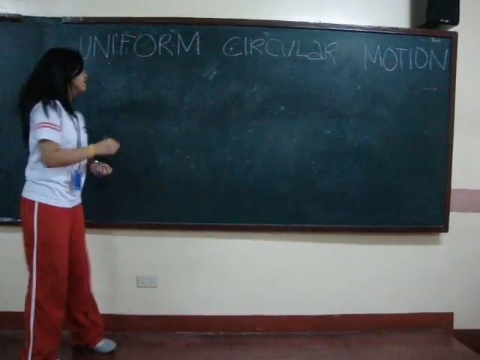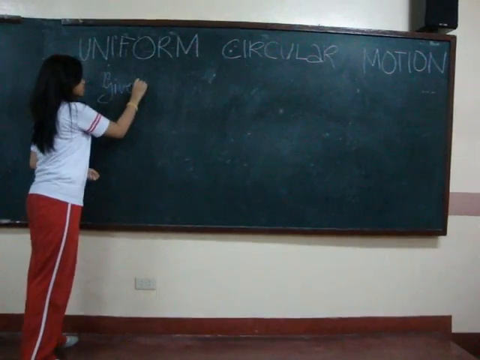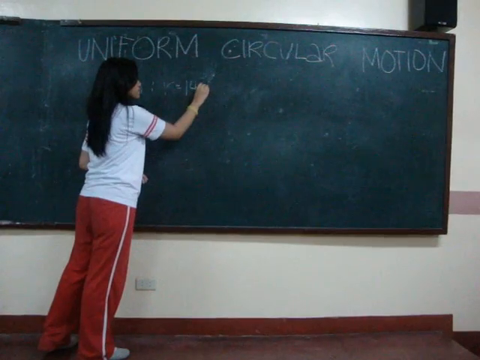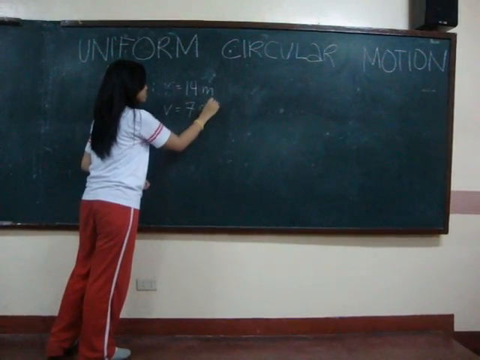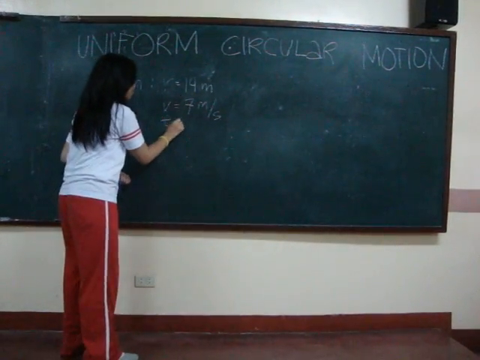For example B, the given values are a radius of 14 meters and a velocity of 7 meters per second. What is being asked is the time.